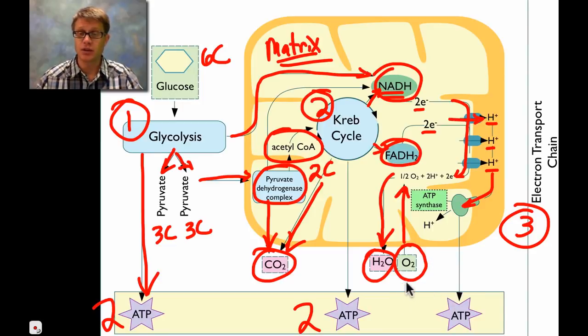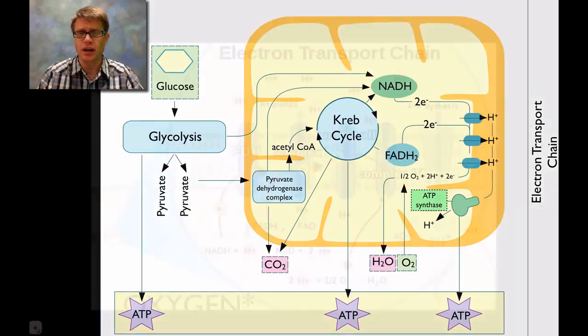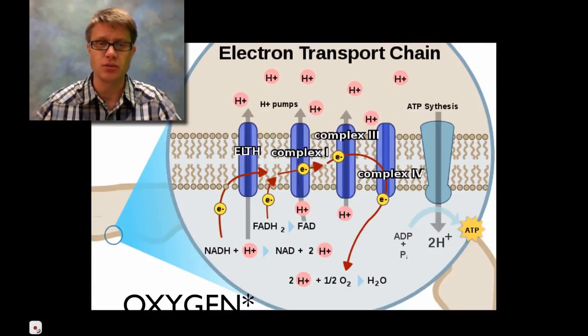Now, how much ATP do we make down here? Well, we can make around 32 or 34 ATP in this last step. And so in the electron transport chain, we're making a whole heck of a lot of energy. And so it's worth taking a look at how that actually works. So let's go to the electron transport chain.